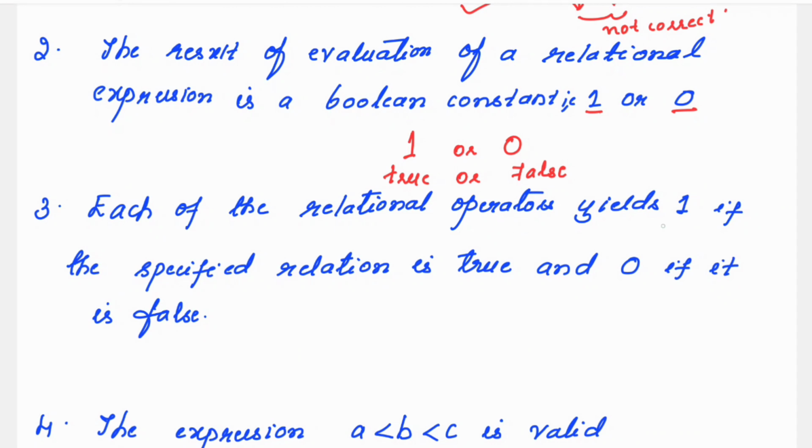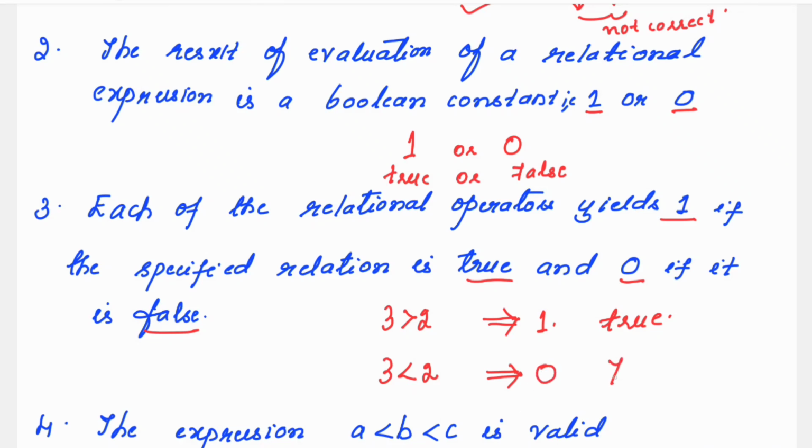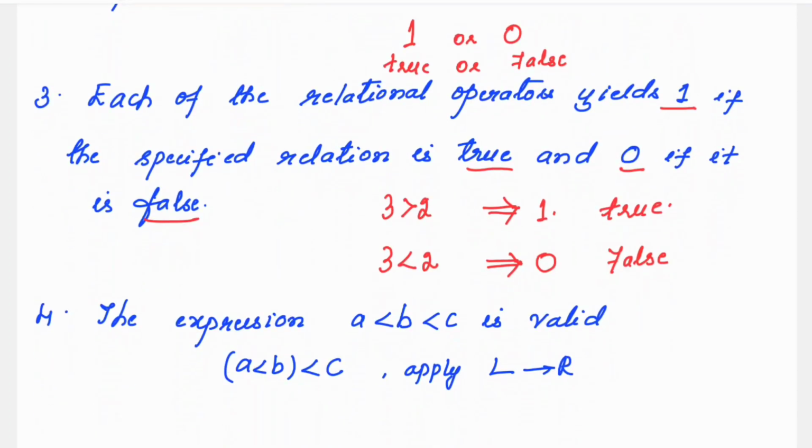Each relational operator yields 1 if the specified relation is true, and it gives 0 if it is false. Suppose you are writing 3 greater than 2. The condition is that 3 is greater than 2, so it is true, and the Boolean value will be 1, or in terms of true or false, it is true. If you write 3 less than 2, here 3 is greater than 2, so the condition is false. That means this expression is false, so you can write the Boolean value as 0, or write false. This way it always yields either 0 or 1, or false or true.